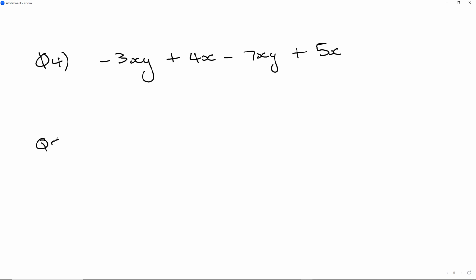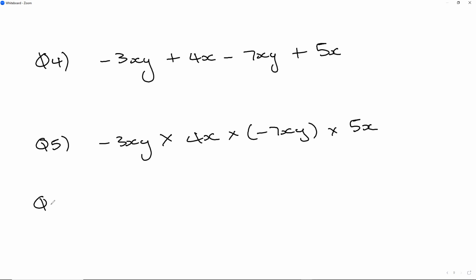Let's have a look at another round of addition, subtraction, multiplication, and division. Okay, so question 4. Suppose I've got negative 3xy plus 4x minus 7xy plus 5x. Question 5. Let's keep them the same, but let's just multiply it. I'm going to put this in a bracket because it's negative.